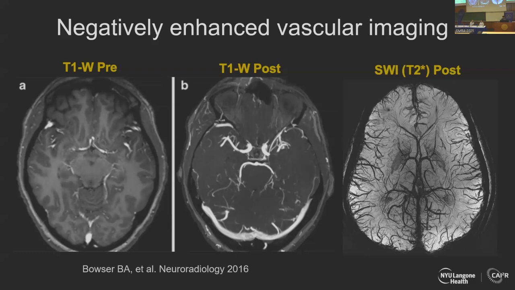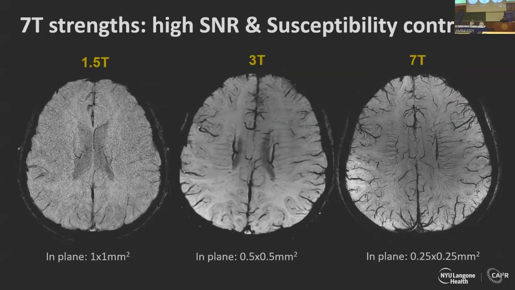Another thing is that 7T imaging is preferred for gradient echo compared to T1 because, as shown in the next slides, 7T provides superior SNR, resolution, and stable contrast for the small vessels, even in these pre-contrast images.